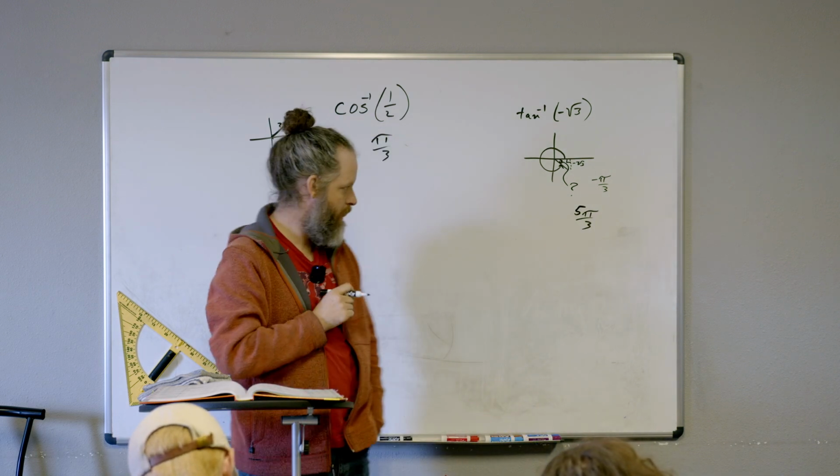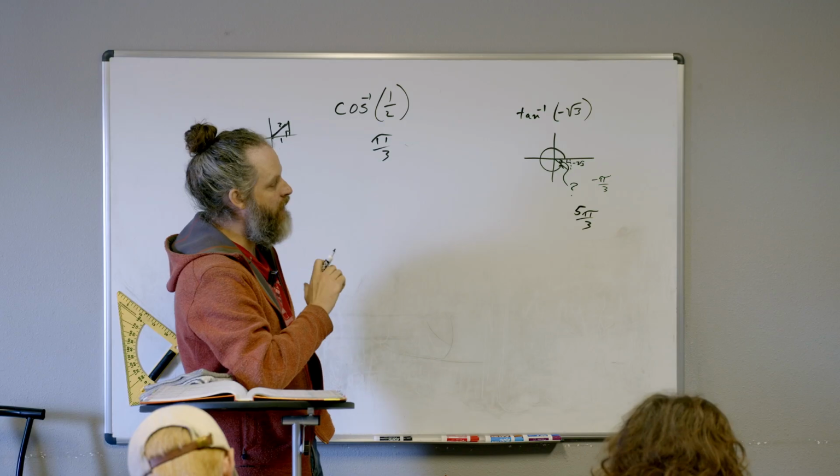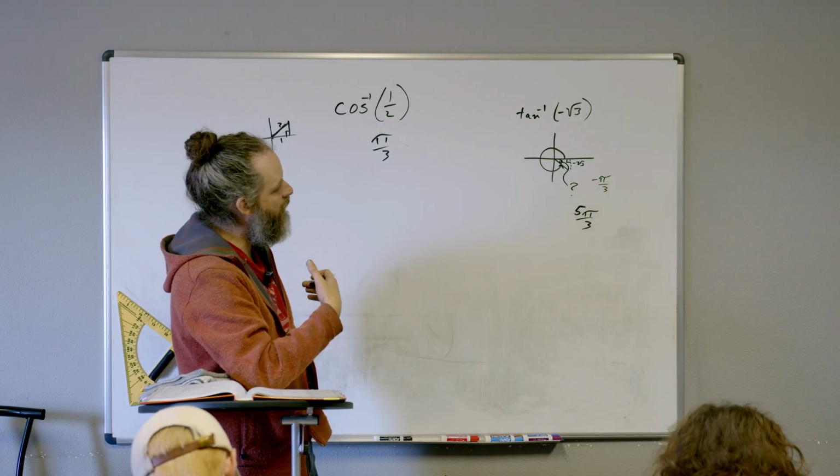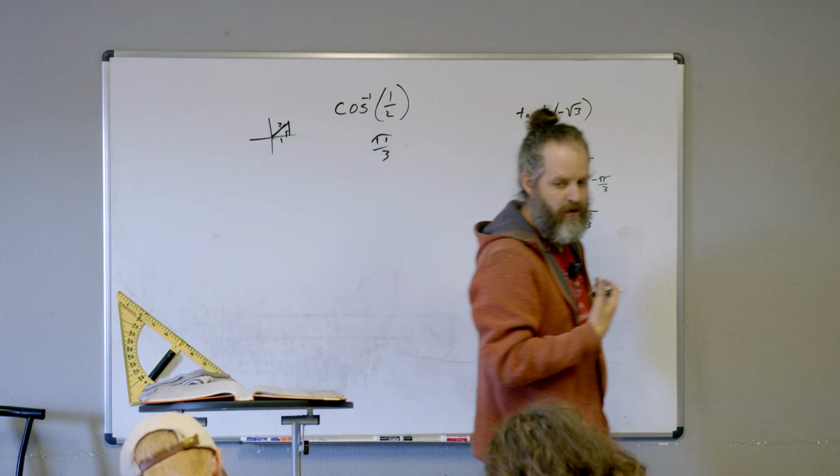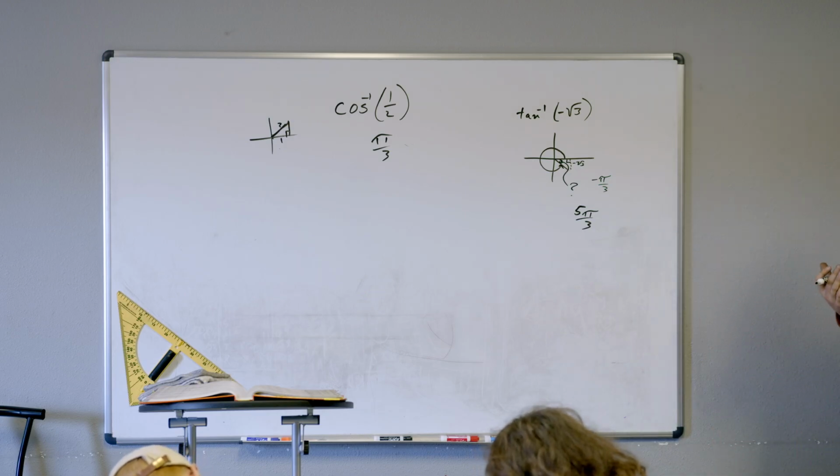Okay, that's making more. And those are the same angle. The negative pi over 3 and positive 5 pi over 3 are the exact same angle. They're just coming from different directions.